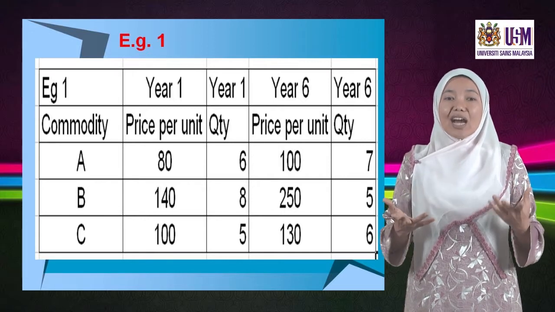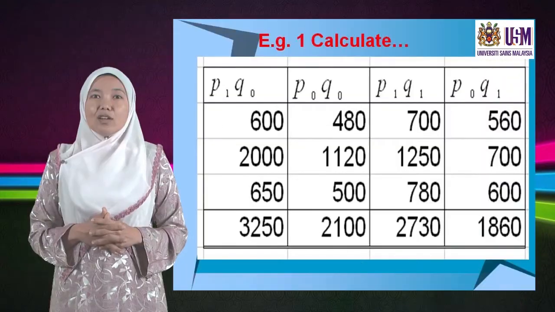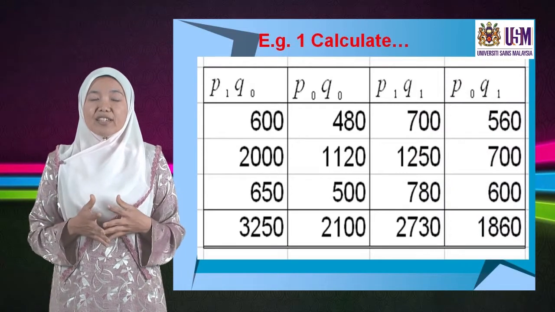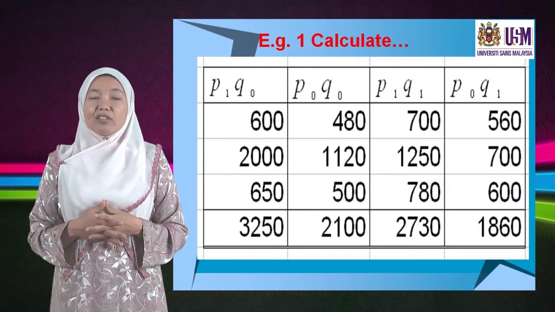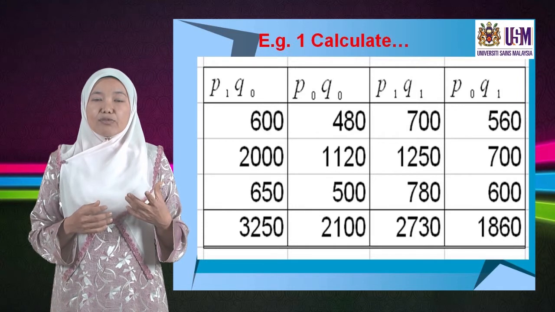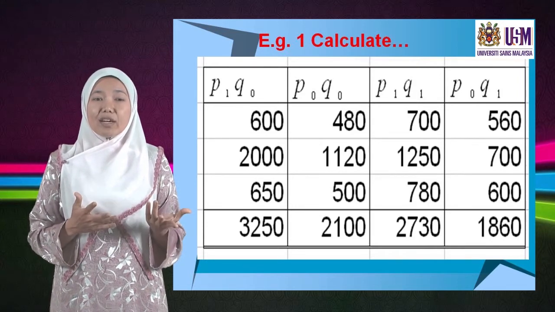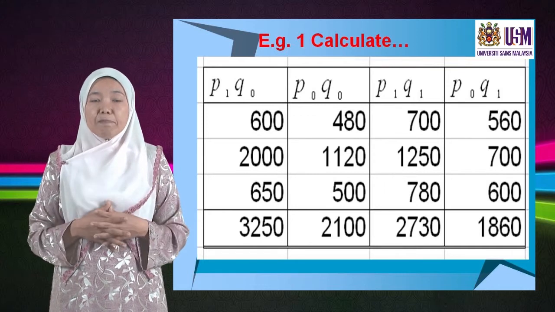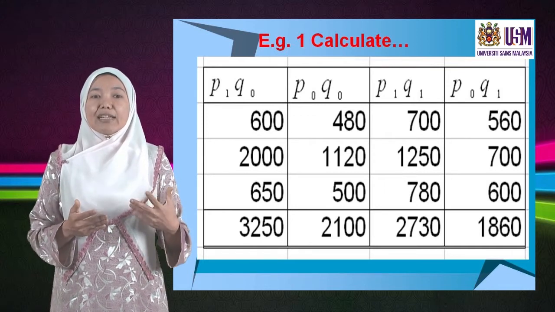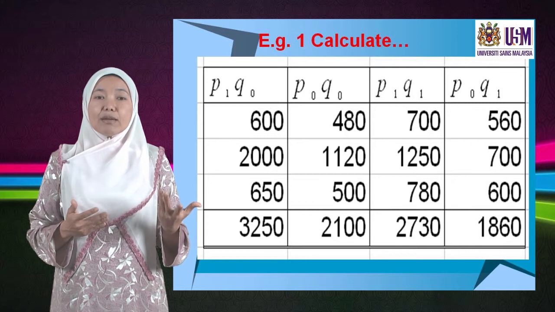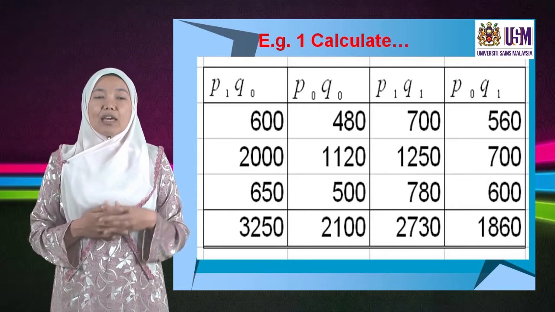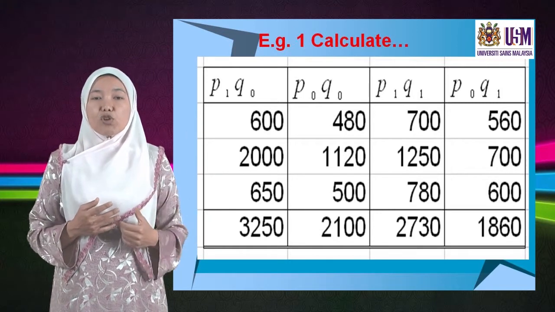Okay, you need to calculate your index number. So remember the formula for Laspeyres and the Paasche index number just now. So you need to calculate these four different columns. In the first column, you need to calculate the current year price multiplied with the base year quantity. In the second column, you calculate the base year quantity with the base year price, for the three different commodities.